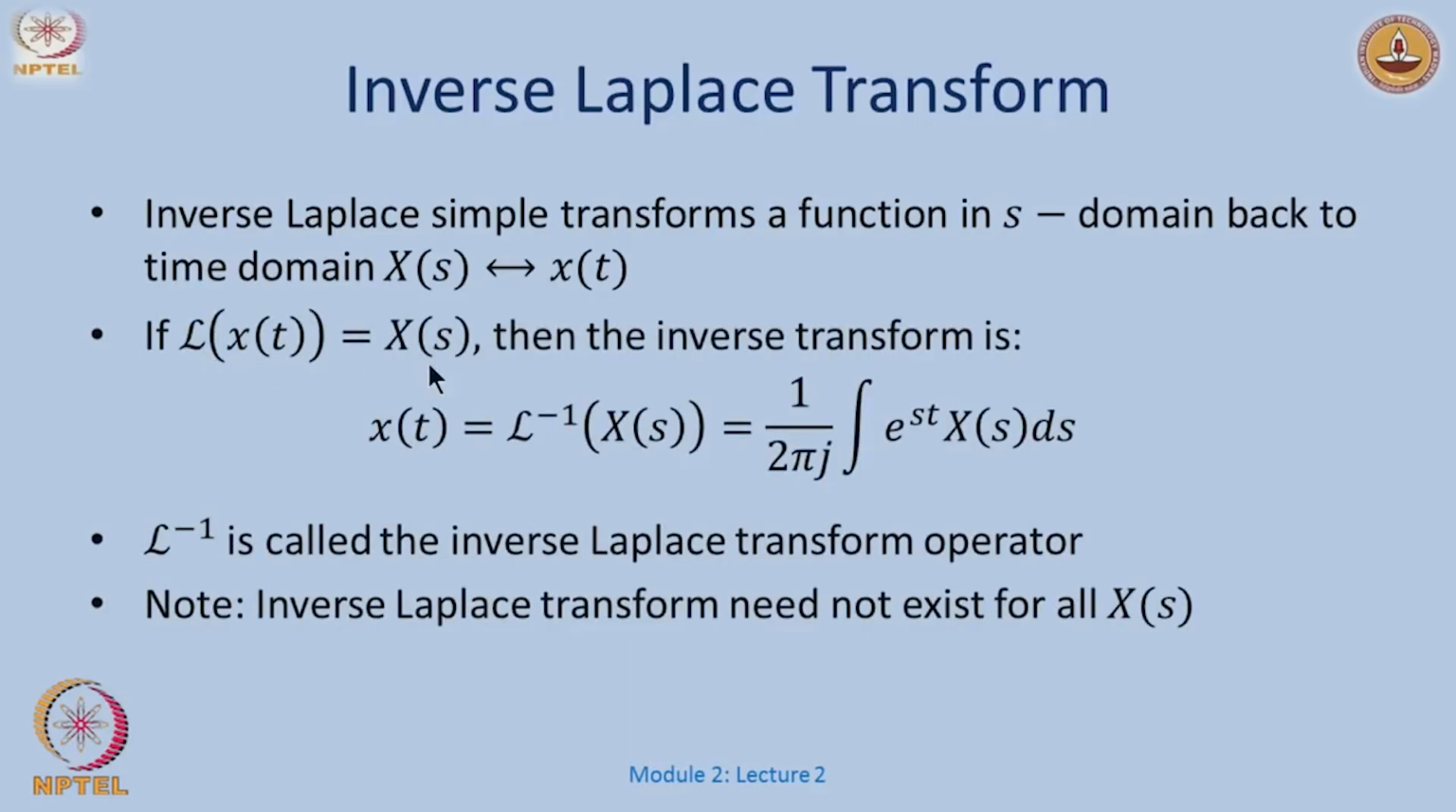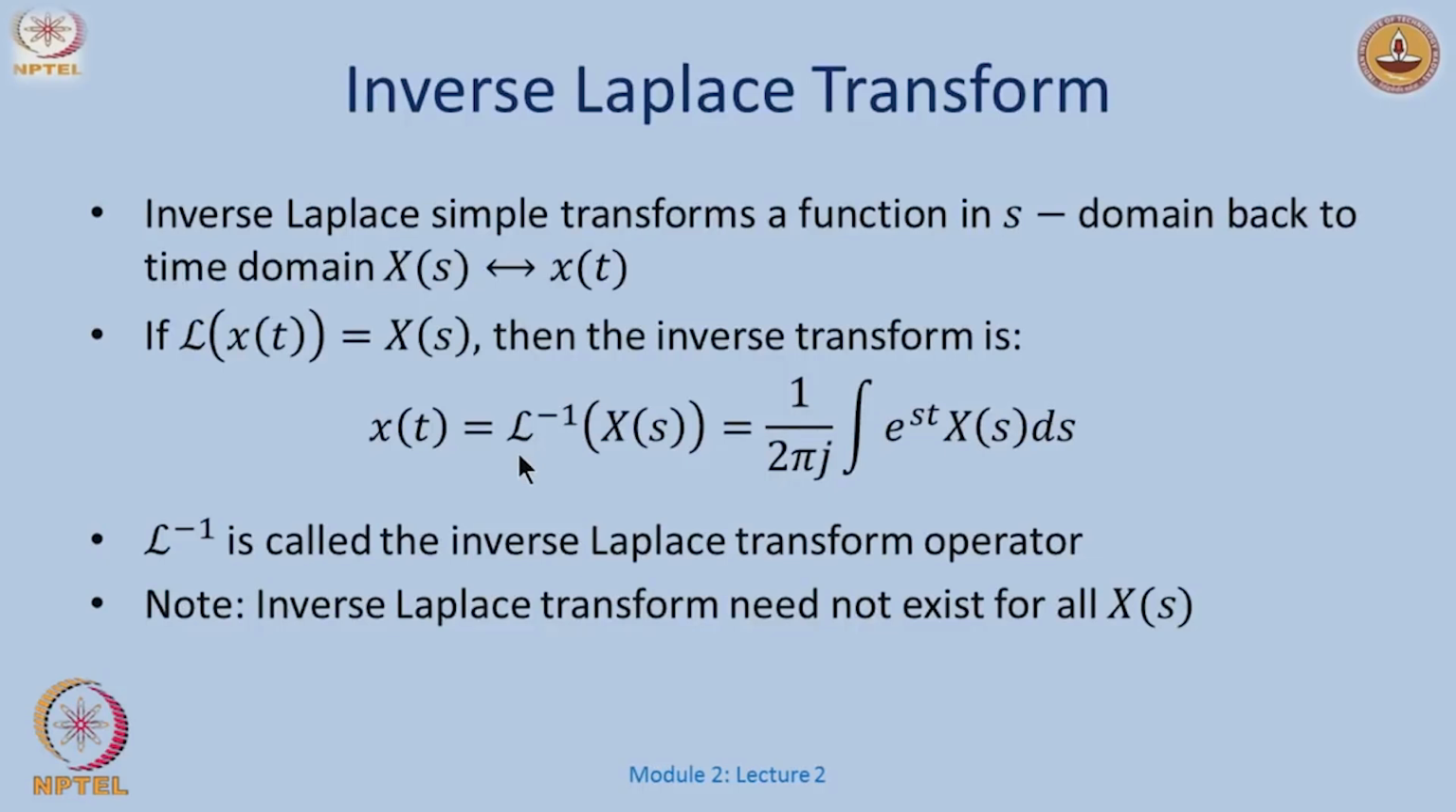Given x of s, the inverse Laplace transform is computed by this formula. L inverse of x of s is 1 over 2 pi j integral e power s t x of s ds, and this L inverse is called the inverse Laplace operator.